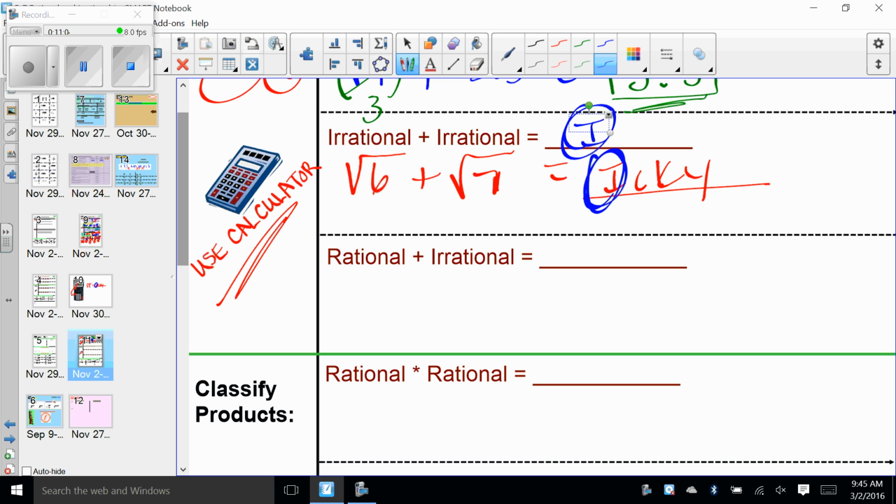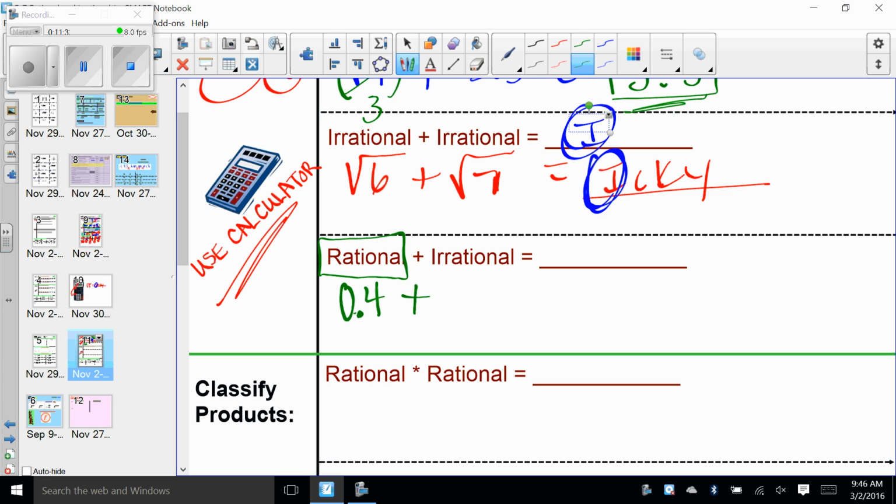So we're still talking sum, which means to add. We want to know what happens when you take a rational number and add it to an irrational number. So rational numbers are all those nice numbers, including repeating decimals and terminating decimals. So let's take the rational number of, let's go with a terminating decimal, 0.4, 40 cents. And let's add that to an irrational number.